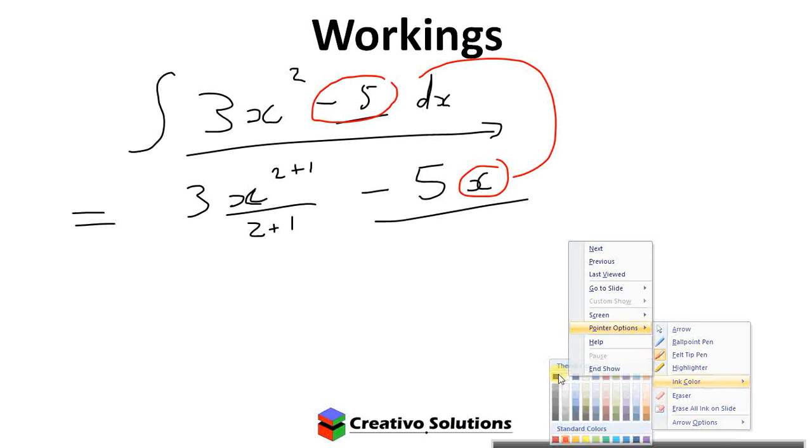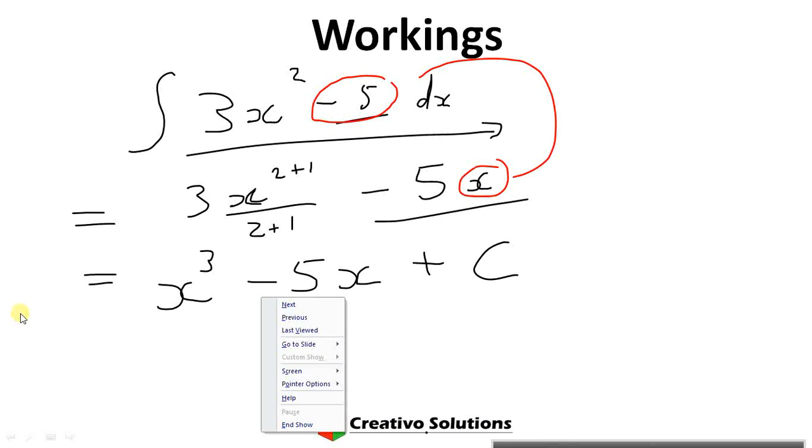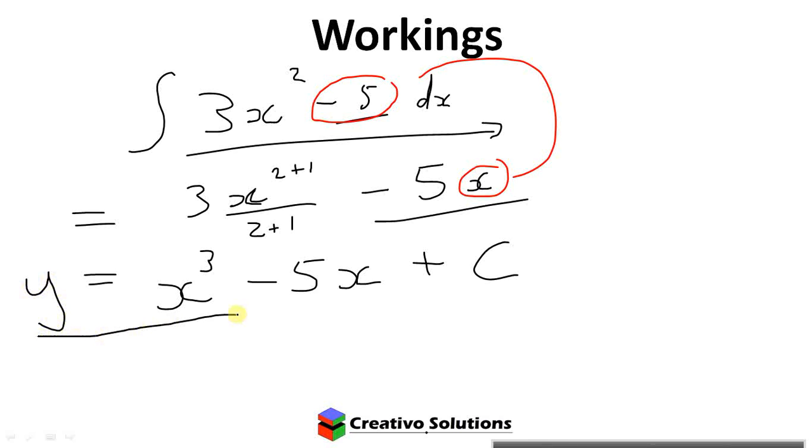Okay, so what is the final answer? Well, in terms of the function, that's the function. So what is this function? Well, this was dy over dx, right? So if it's dy over dx, this is the function for y. There it is. Then what else do I have?